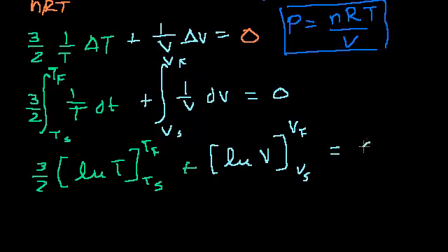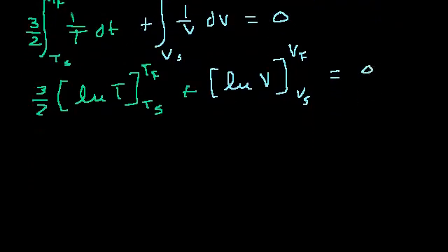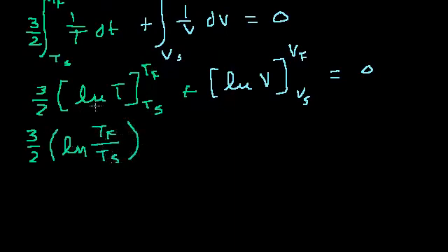So this is still equal to 0. Let's see what we can do here. We can rewrite this green part as 3/2 times the natural log of tf minus the natural log of ts, which, using our log properties, is the natural log of tf over the natural log of ts. When you evaluate, you get natural log of tf minus the natural log of ts.